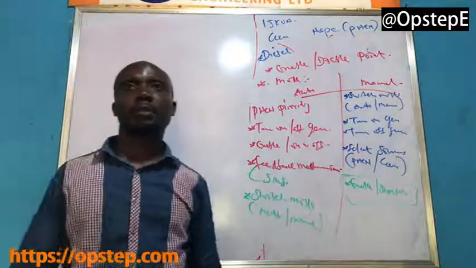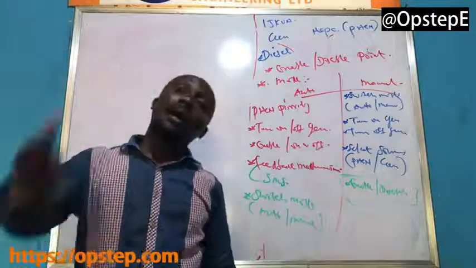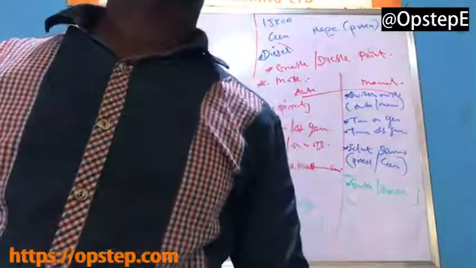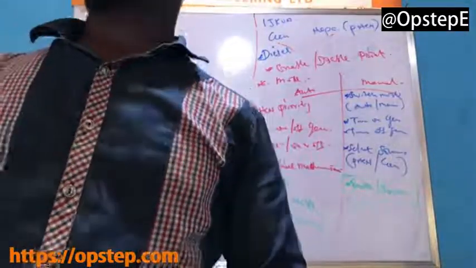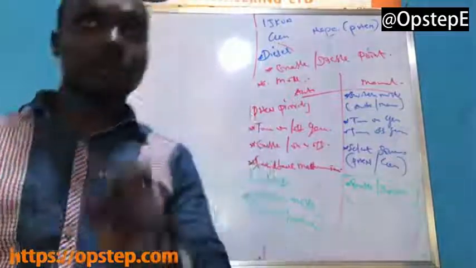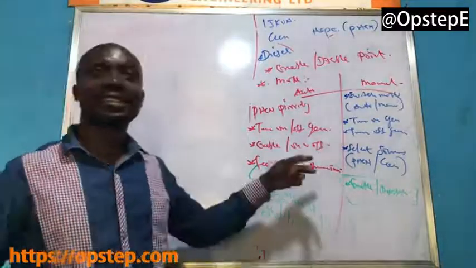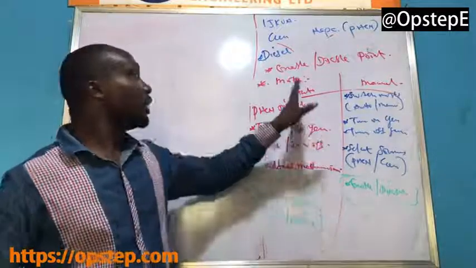Does it make sense? Yes. How many things did you pick? You picked everything. If you pick everything, then you go outside. 5%. Does it make sense? It makes sense. So this is exactly what you want to do.